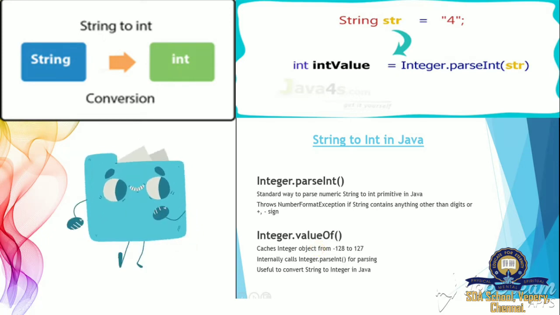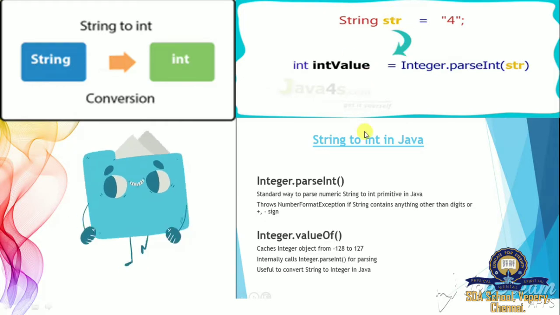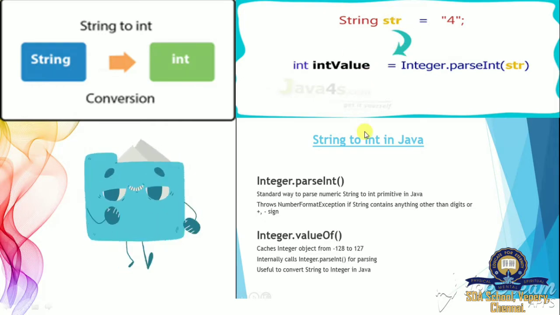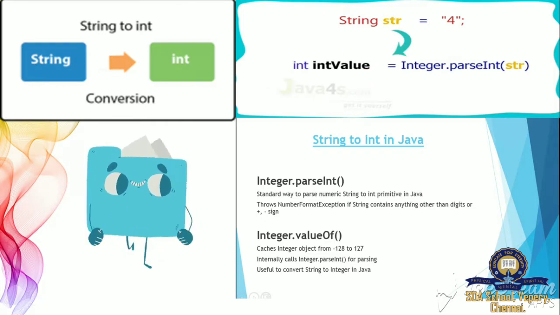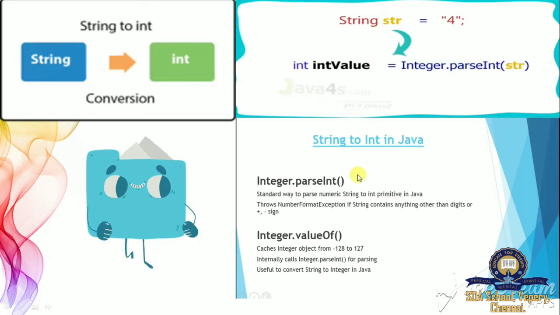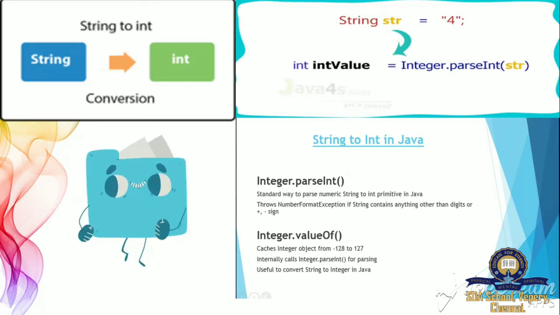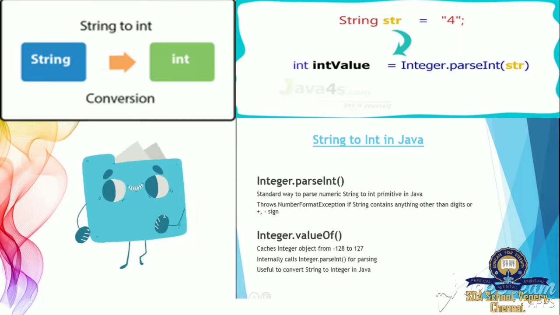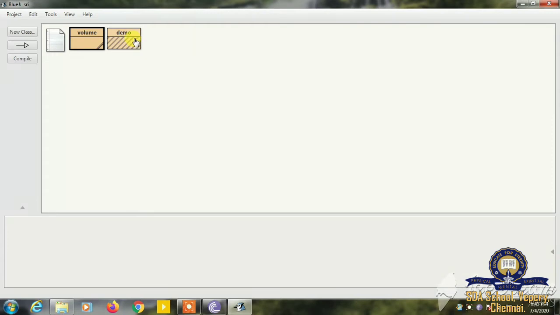So what is the string? String is a collection of characters. It is enclosed in between a pair of double quotations, but integer is a whole number, either a positive number or negative number. Now let's see one example program. This example program converts string into integer.